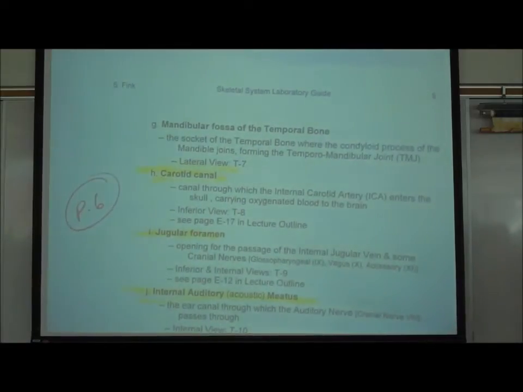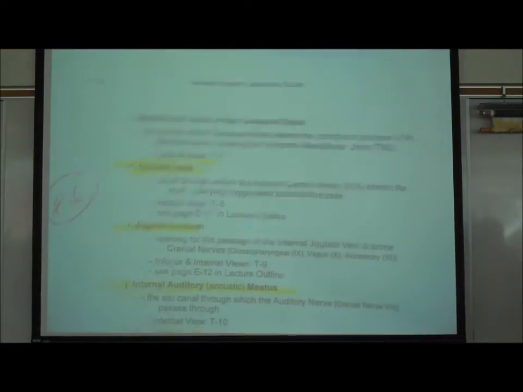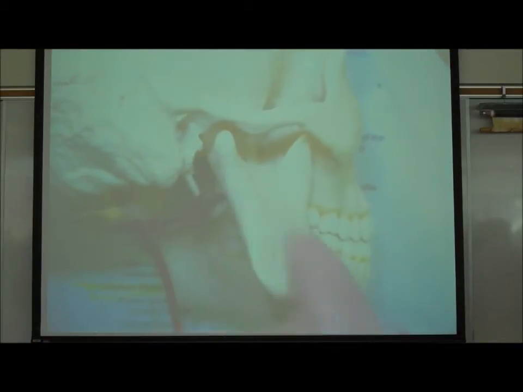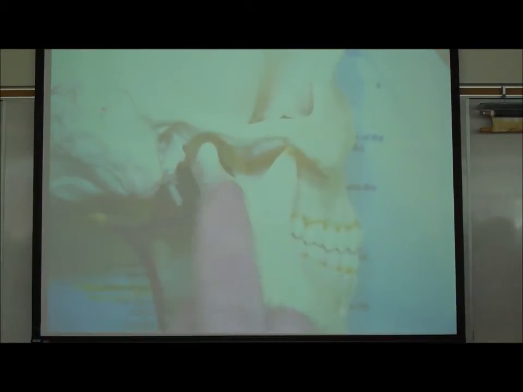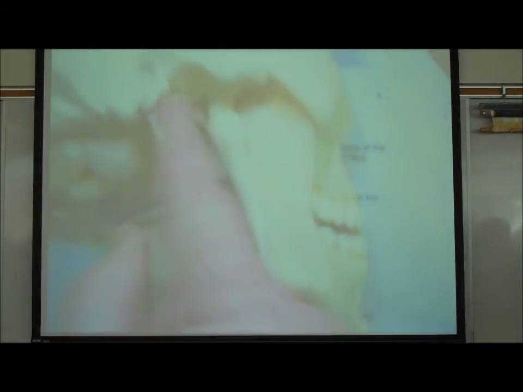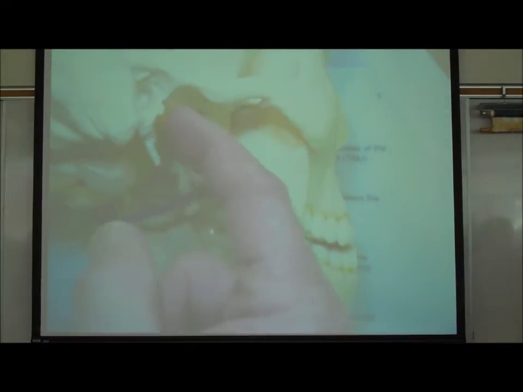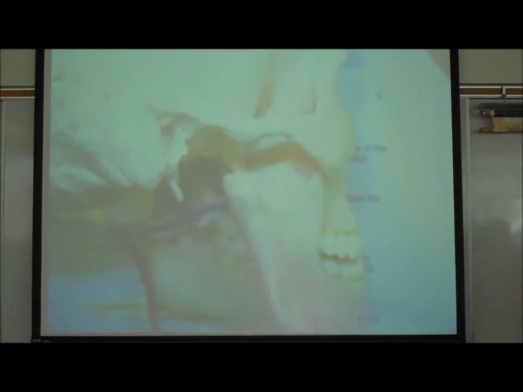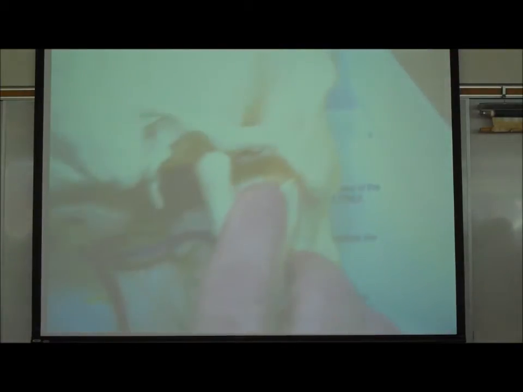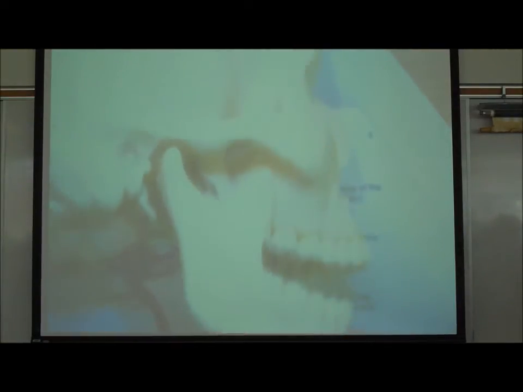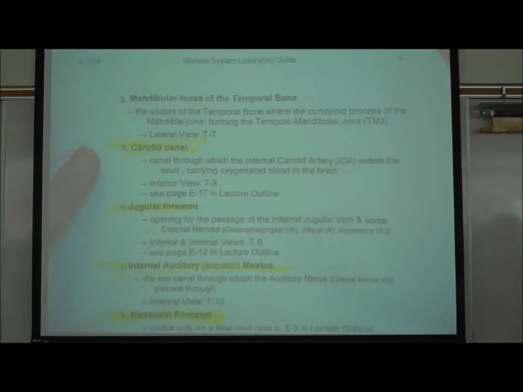And on page 6, the mandibular fossa of the temporal bone. We've spoken of this as well. This rounded bump of the mandible is called the condyloid process of the mandible, and it attaches right here into a socket called the mandibular fossa of the temporal bone. And together that forms the TMJ, the Temporo-Mandibular Joint. This is the only movable joint of the skull, and the only bone, if I'm testing you on the skull, the only bone that I might put by itself is the mandible.